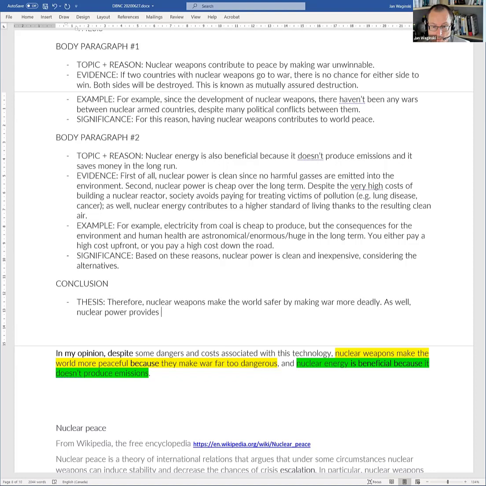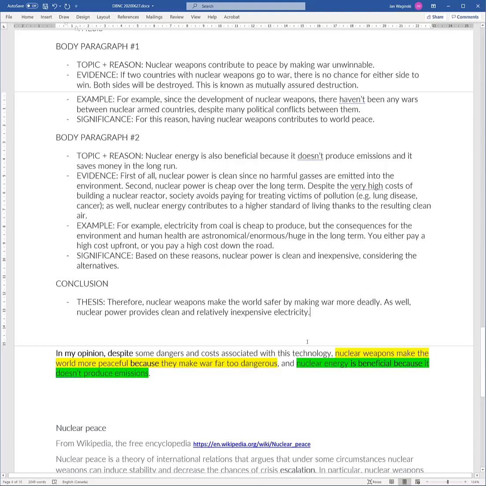Provides beneficial, provide relative, inexpensive. Okay, functionally, this is all you need to put.